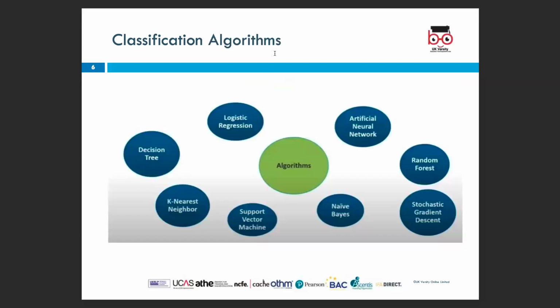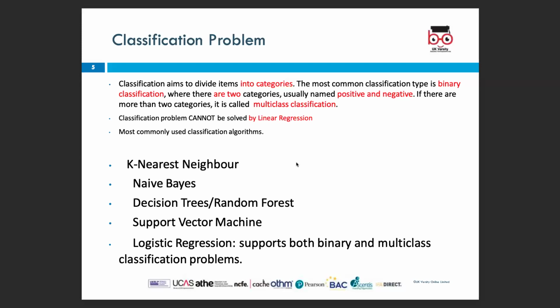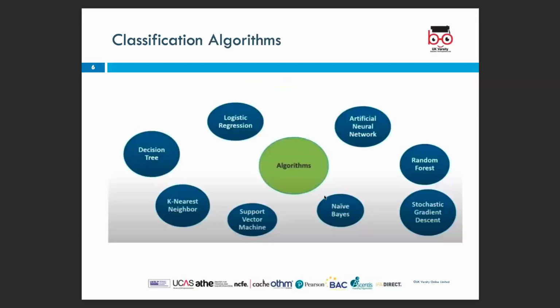So we have the classification algorithms. This is literally what we mentioned in the previous slide. So we have naive Bayes, and then we have artificial neural network, logistic regression, decision tree, k-nearest neighbor, support vector machine, stochastic gradient descent, and random forest.